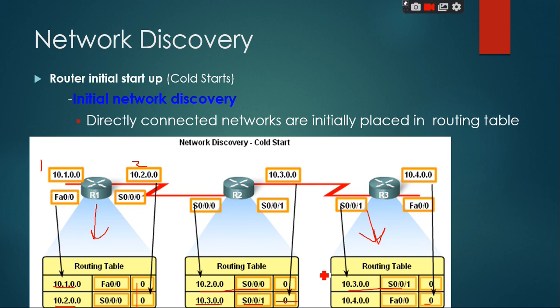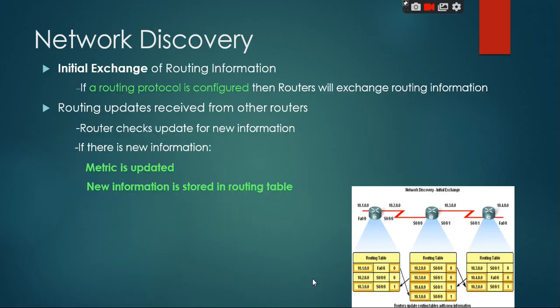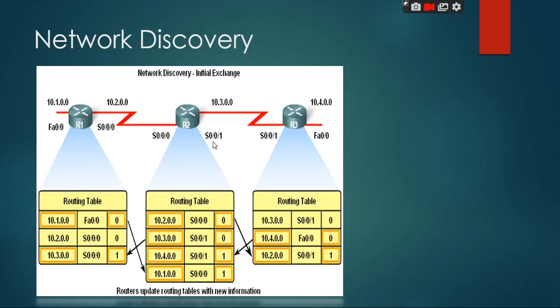So this is the initial network discovery. That means routers put their directly connected networks' information into the routing table. And then what should happen? Each router starts to share its own routing table with each other. So this is how it works.